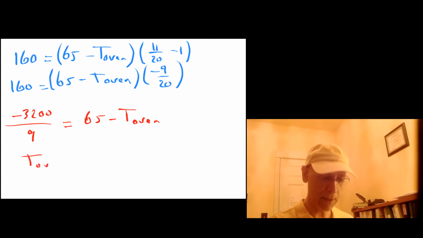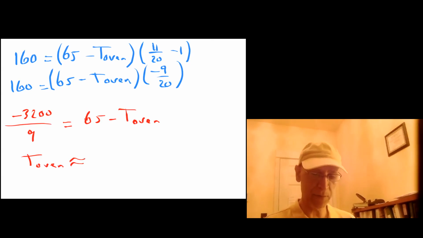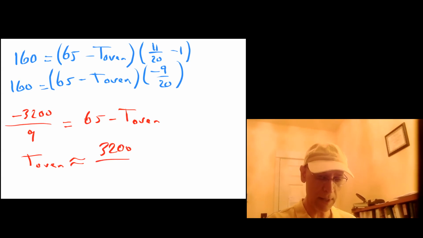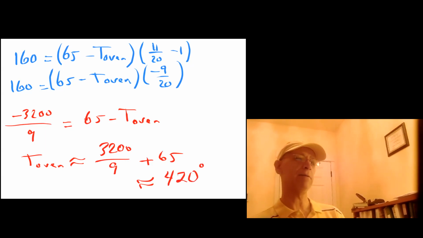Temperature of oven is approximately, subtract 65 from both sides, and then multiply both sides by negative 1, you get 3200 over 9 plus 65, and that approximately gives us 420 degrees Fahrenheit.